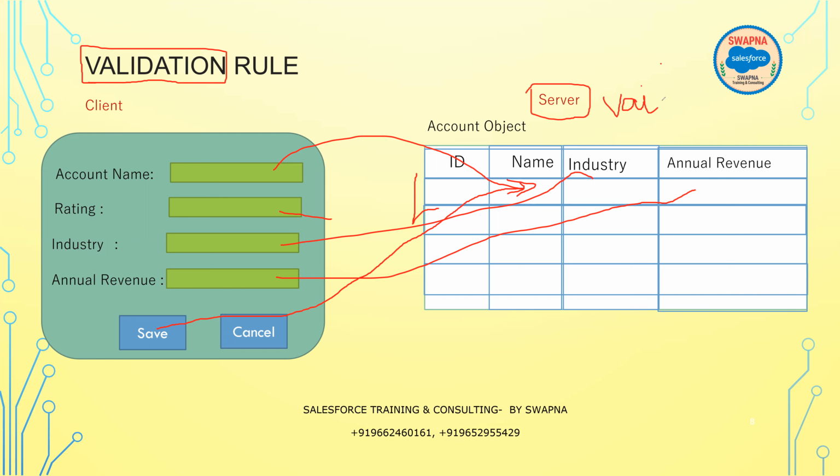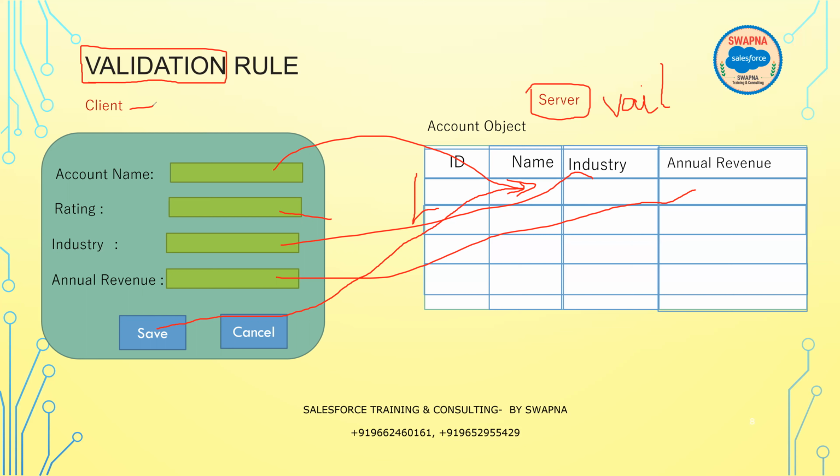This could be possible through an Apex trigger or anything, right? Business logic which is written on the server side, in order to validate before inserting the data within the database. So it validates the information and then inserts the data within the account object.